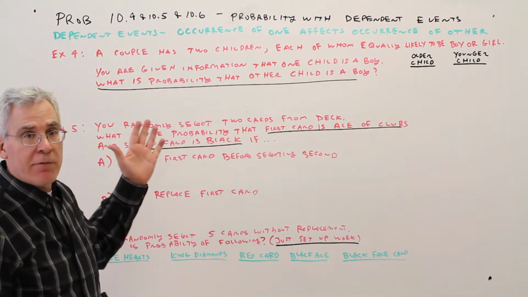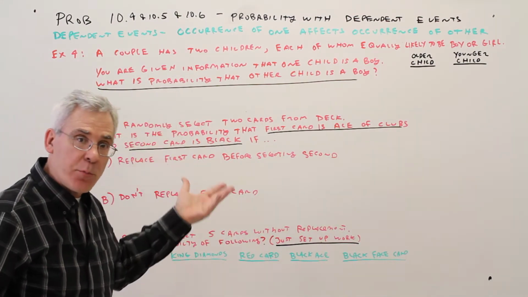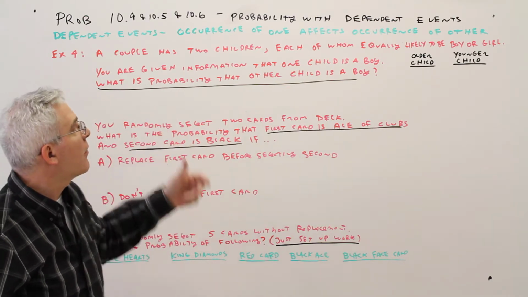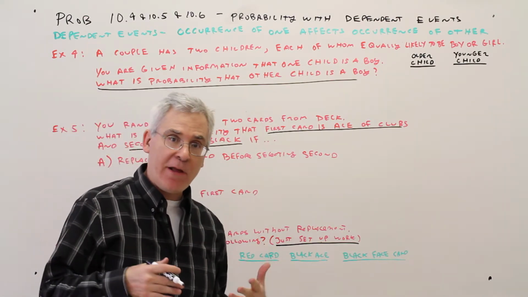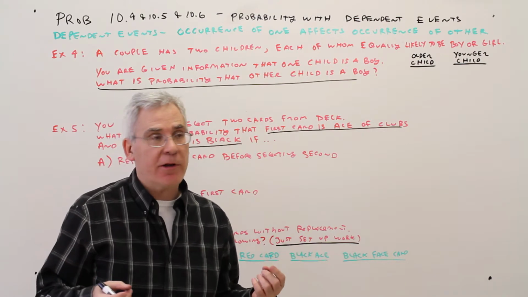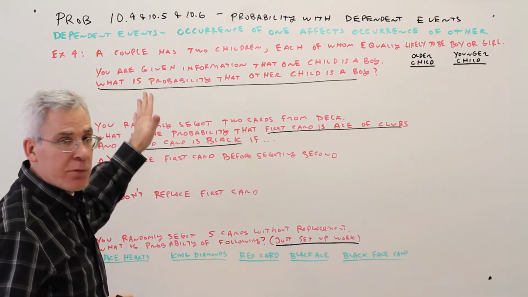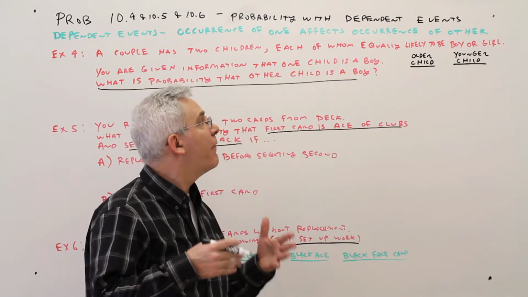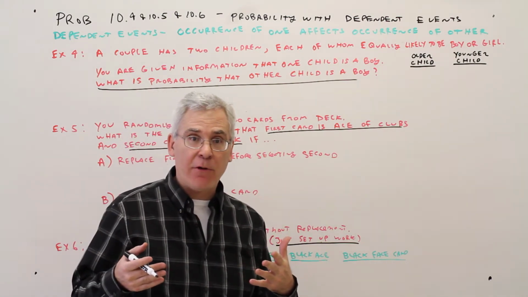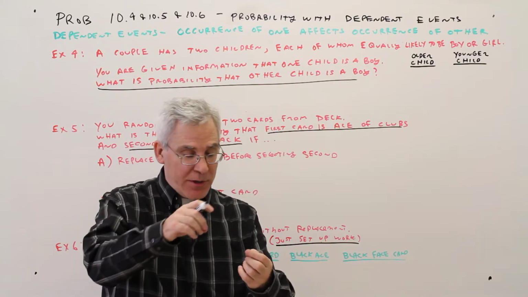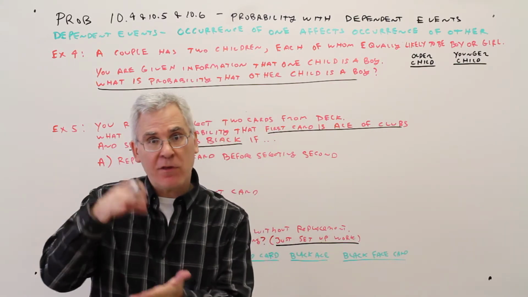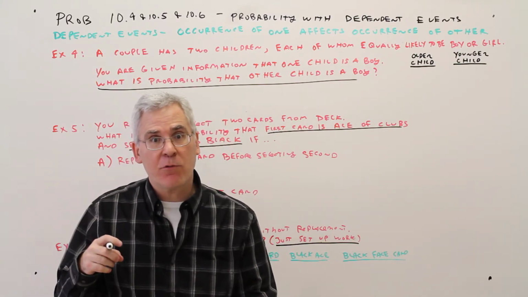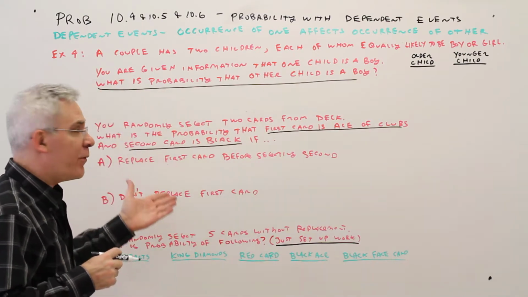Welcome to probability videos 10.4, 10.5, and 10.6. Probability with dependent events, or conditional probability. All right, so first let's define dependent events. The occurrence of one event affects the occurrence of the other. So for example, if I pick a card from a deck and don't replace it, that deck has been affected. It's dwindling.